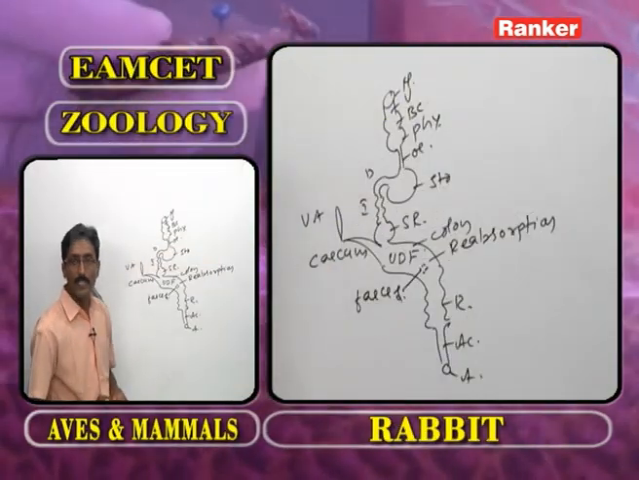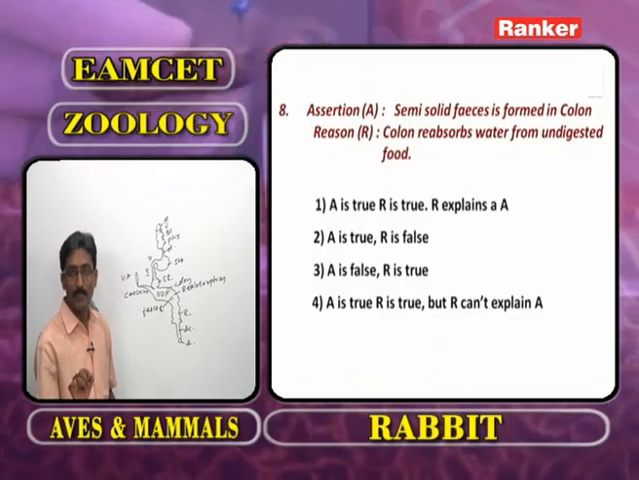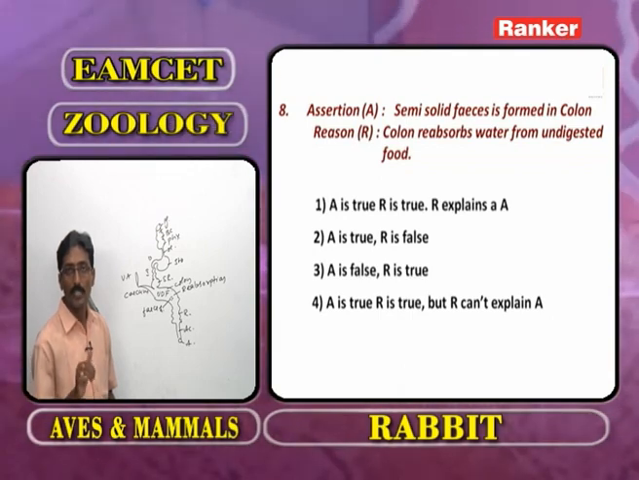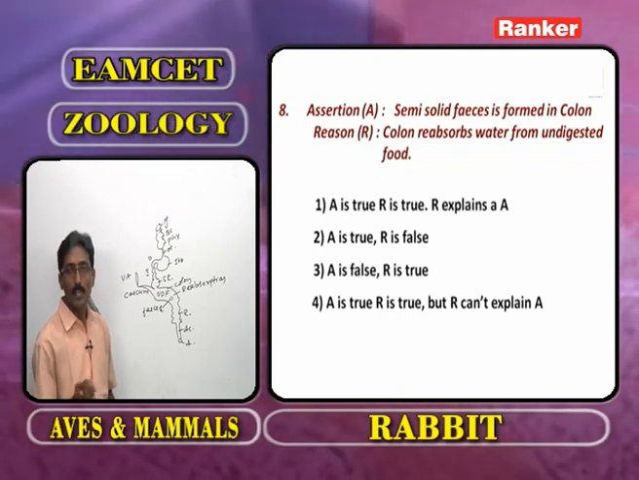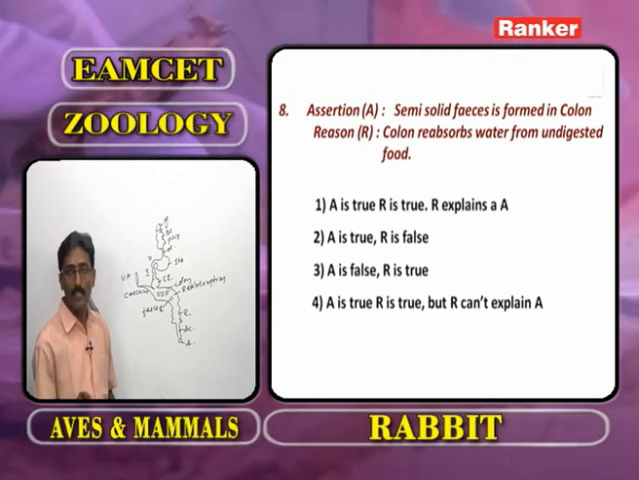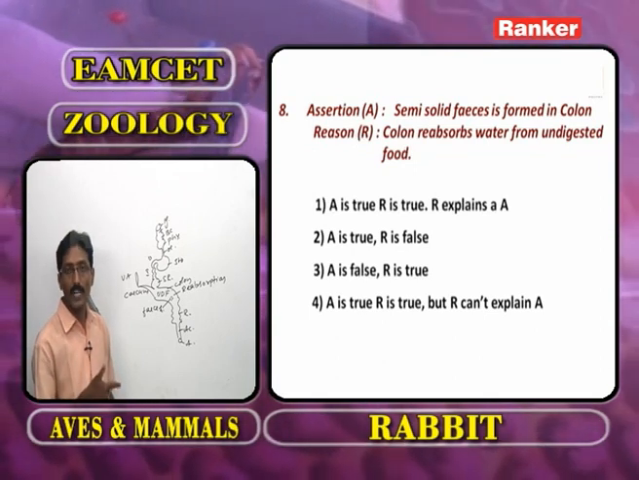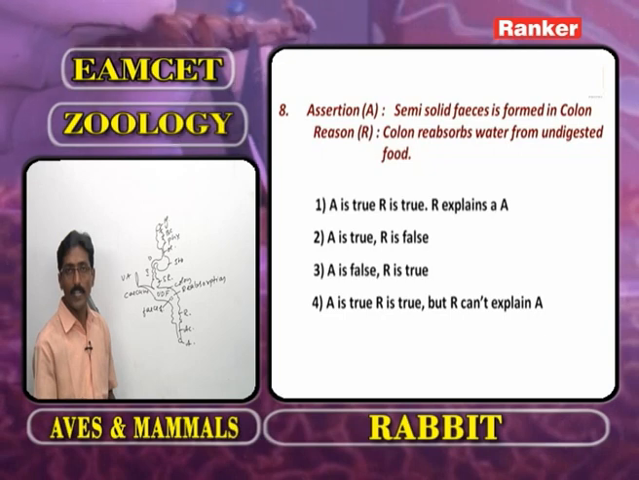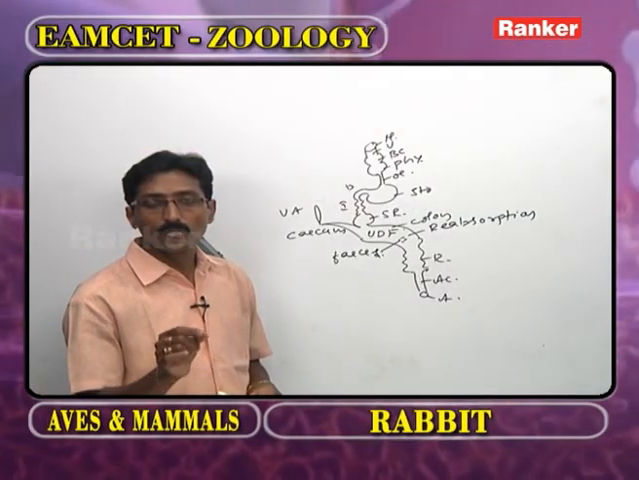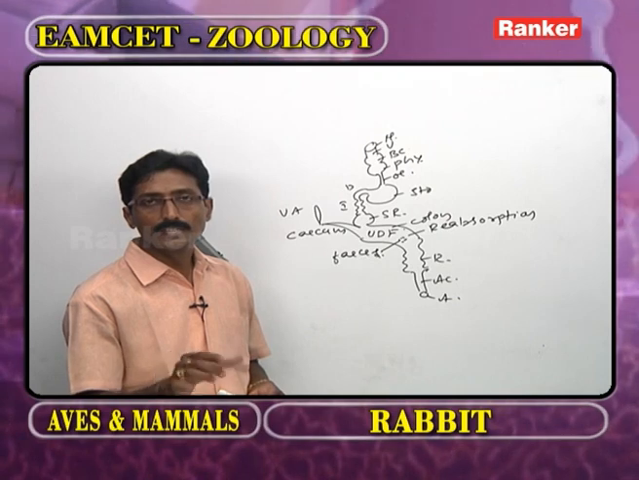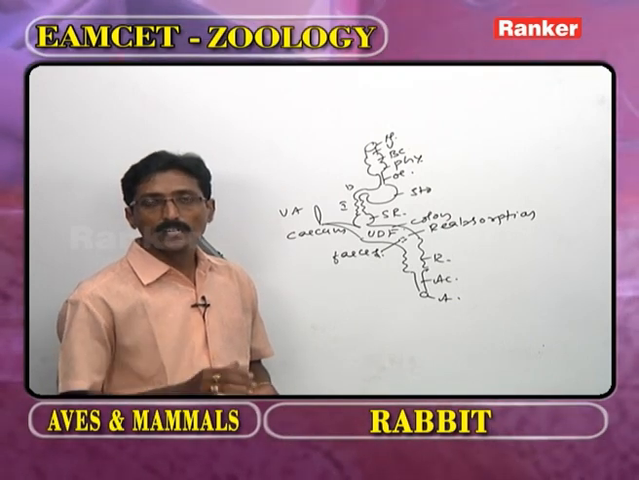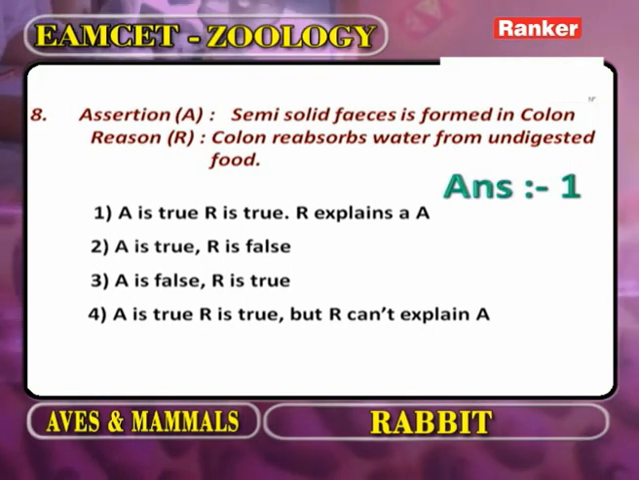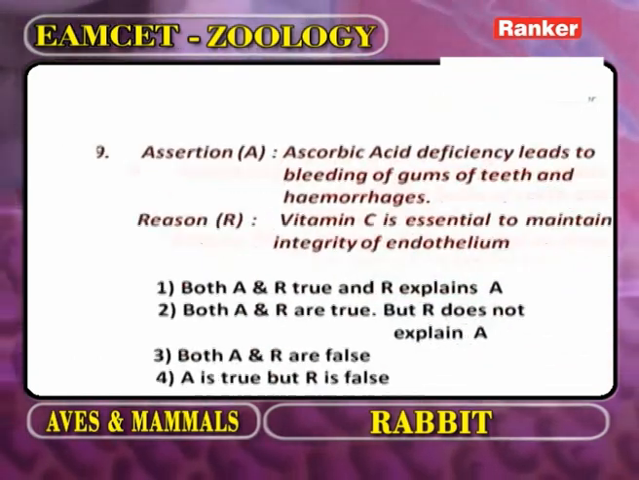Now here, what is the assertion you have to observe? Semi-solid fecal matter is formed in the colon, because in the colon, what is going to occur? The colon reabsorbs water from the undigested food materials. After reabsorption of water, such undigested food material is converted into semi-solid feces or fecal matter. So both are correct and the reason explains the assertion. Now we go for the next question.